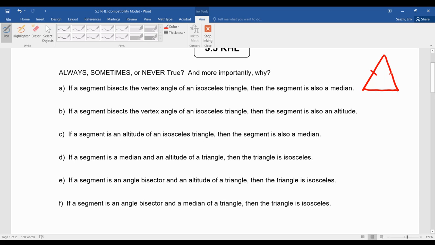So if this is isosceles, that means you have that. There's a vertex angle. It says it bisects what? Bisects that vertex angle. Well, these two triangles are congruent by SAS, right? And if these two triangles are congruent, that means these pieces down here are congruent by CPCTC, which means this thing is a median. So this is always.